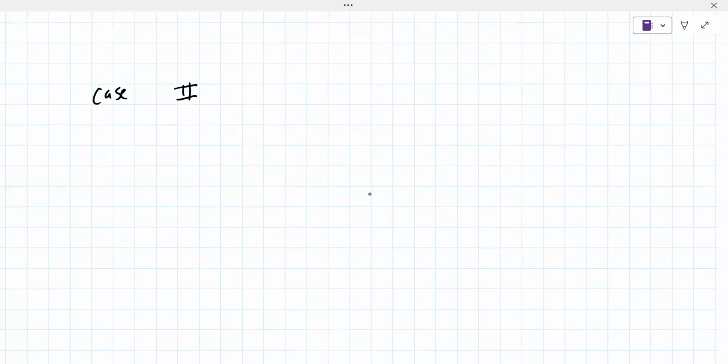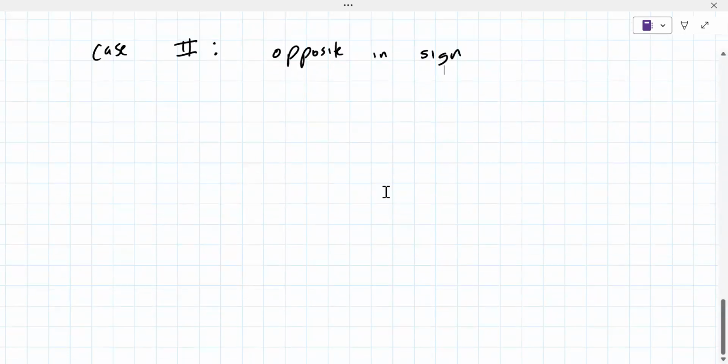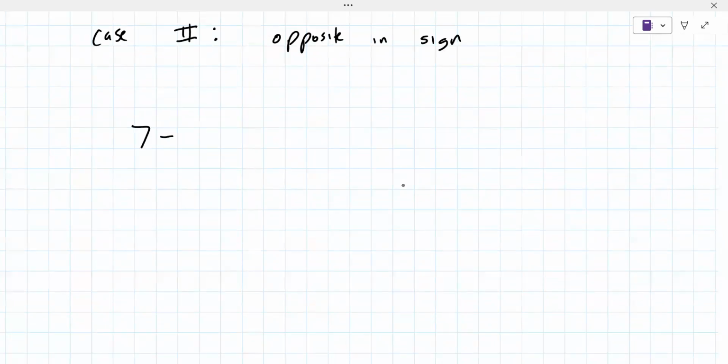Now case 2 is opposite sign. We're going to start with a really trivial example, something you should know. What is 7 minus 5? Don't overthink it. What's 7 minus 5? Sometimes I mix it up. Okay, so you have $7, you buy something for $5. How much money do you have left? $2. Okay. All right.